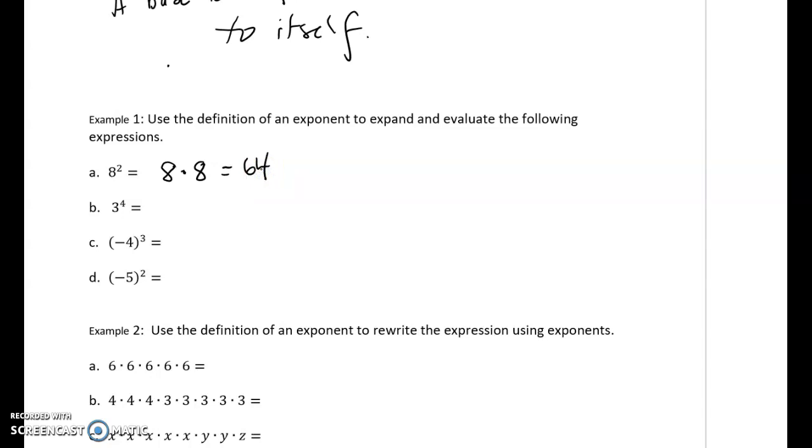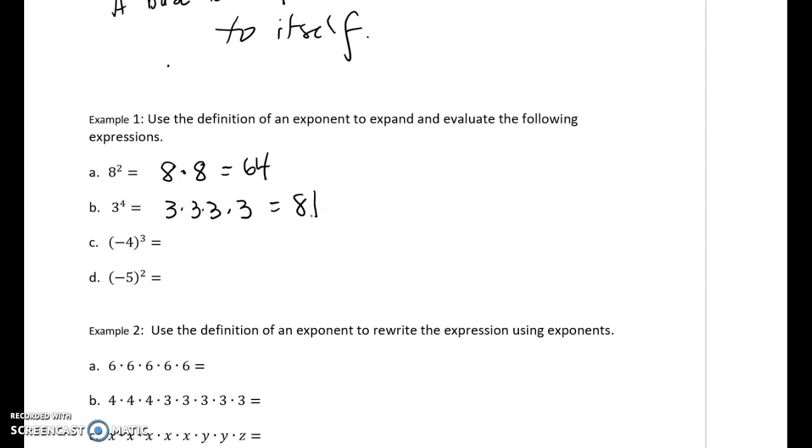Remember, we're multiplying here. In part B, 3 to the 4th power, 3 is the base, so it's going to get repeatedly multiplied times itself. Because 4 is the exponent, we see the 3 multiplied times itself 4 times. So 3 times 3 times 3 times 3 is 81.